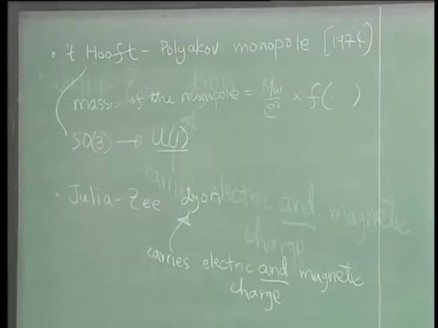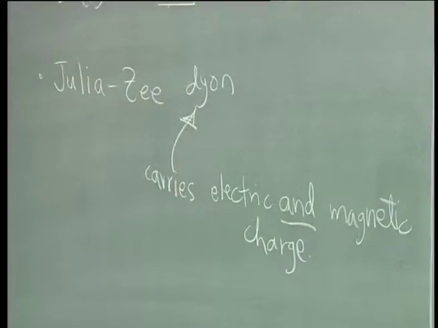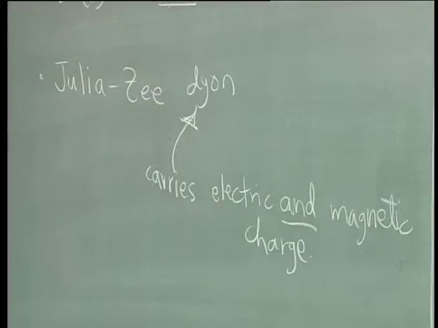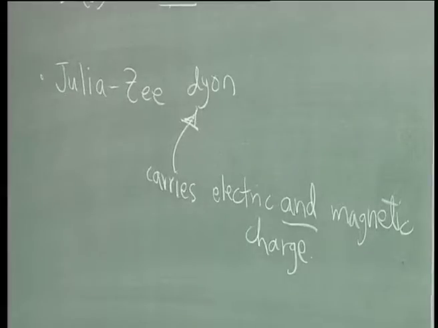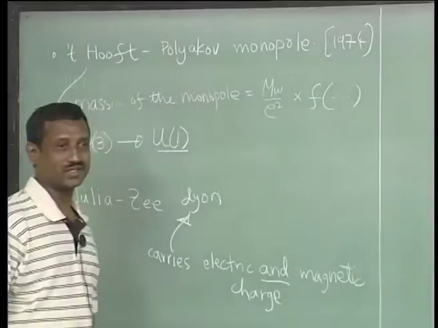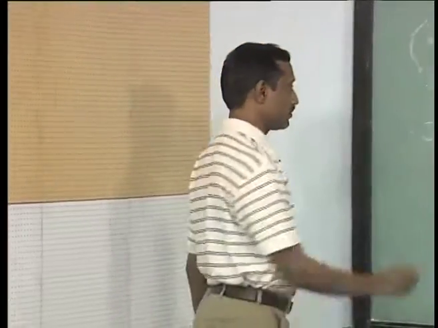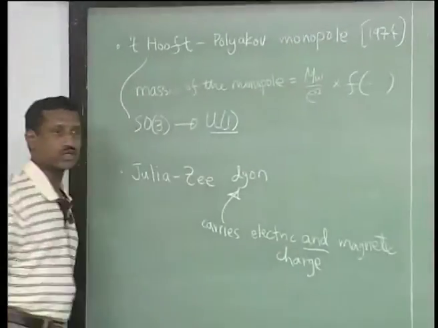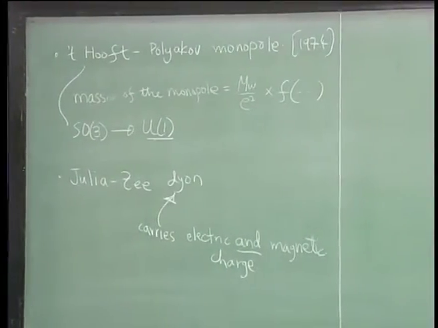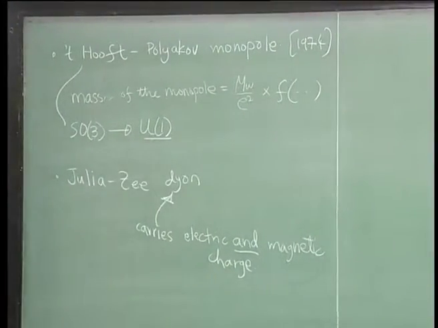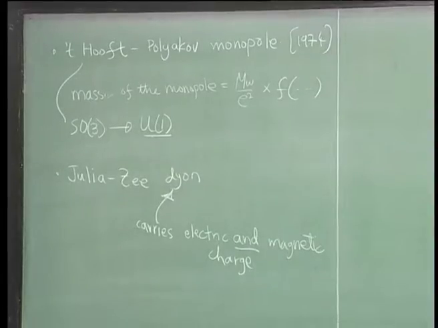Okay, so if you recall in our discussion of the Dirac quantization, we had only electrically charged objects and magnetically charged objects. You may wonder how to handle objects which carry both these charges. We will maybe at some point discuss it. Right now I just want to tell you that the word dyon refers to something which carries both electric and magnetic charge, again with respect to this U(1).